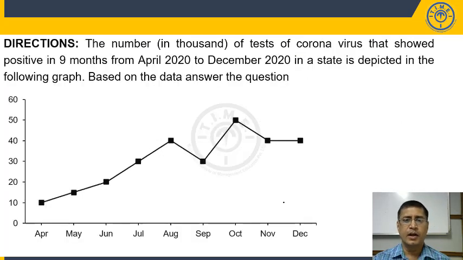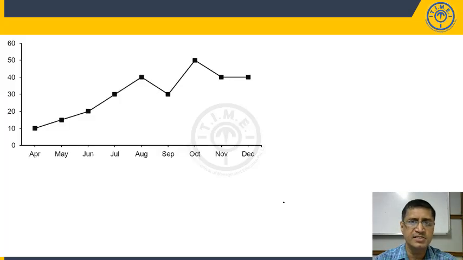Now look at the next diagram. Now what is it saying here? The number in thousands of tests of coronavirus that showed positive in 9 months from April 2020 to December 2020 in a state is depicted in the following graph. Based on the data, answer the questions. Now, April to December, the total data is given. Just observe the data and answer the questions based on this information.